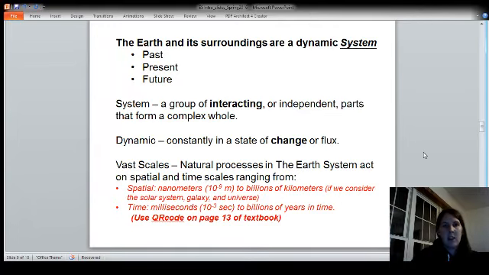So like I said, the Earth and its system surroundings are a dynamic system. Okay? Our past impacts our present, and our present impacts our future. They're constantly interacting, and these parts may be independent or interdependent, but they form a whole. You may have heard me use the term dynamic system a bit. So dynamic means it's constantly in a state of change or flux. So even if we can't see it, a lot of the Earth's environment are actually dynamic.